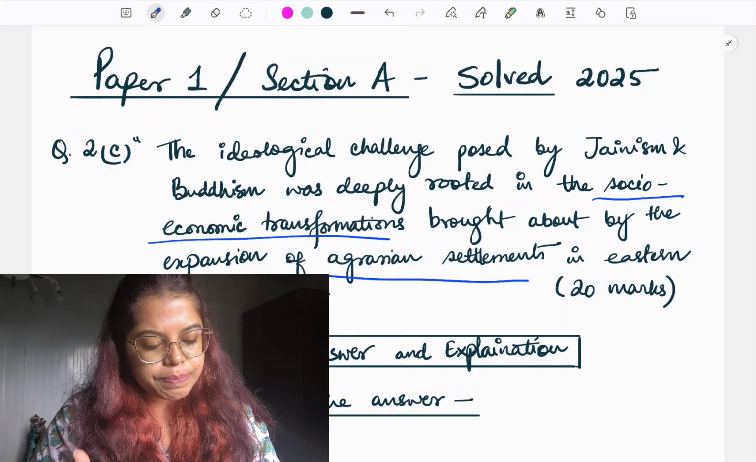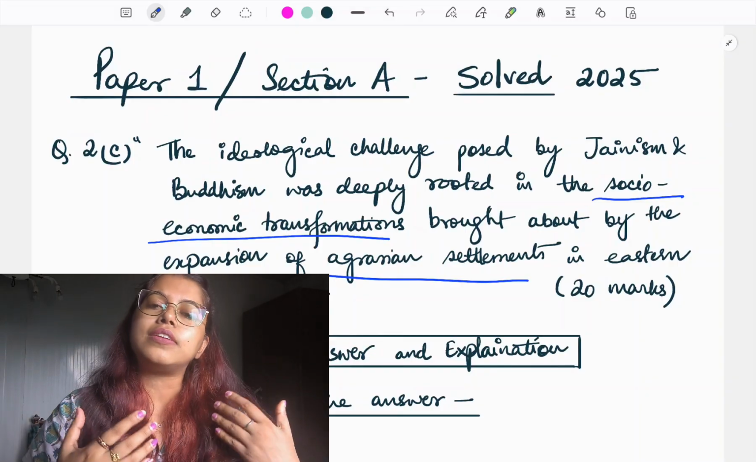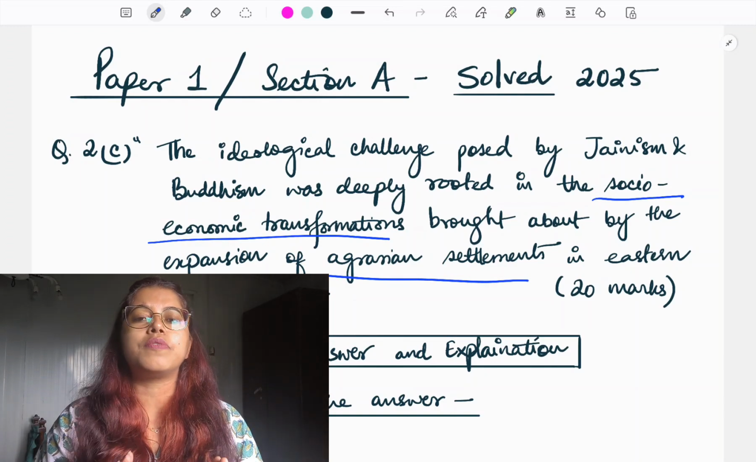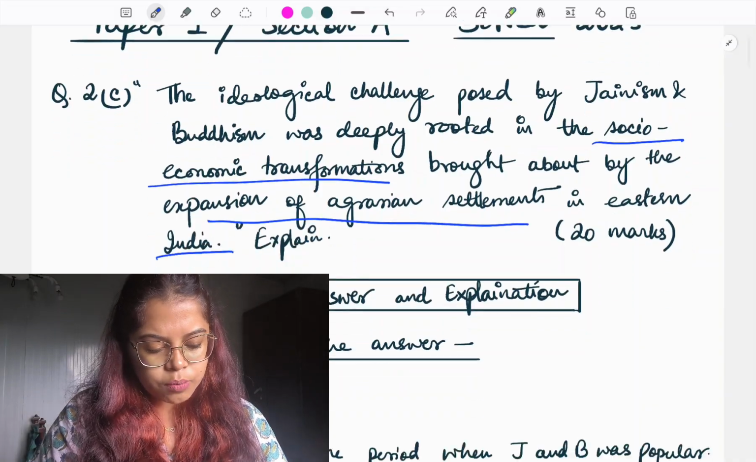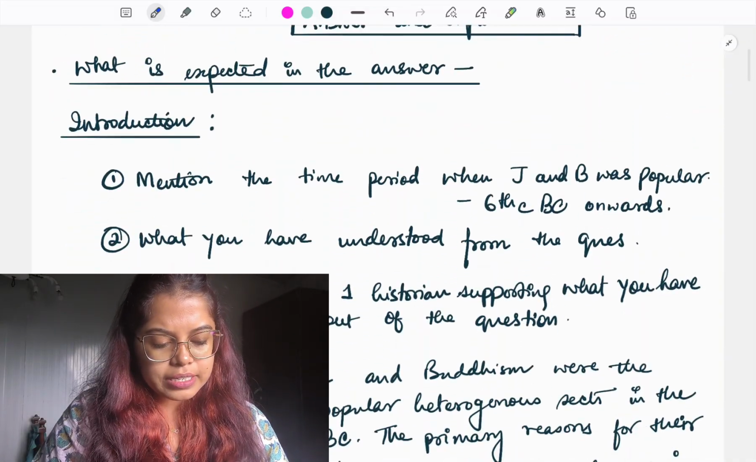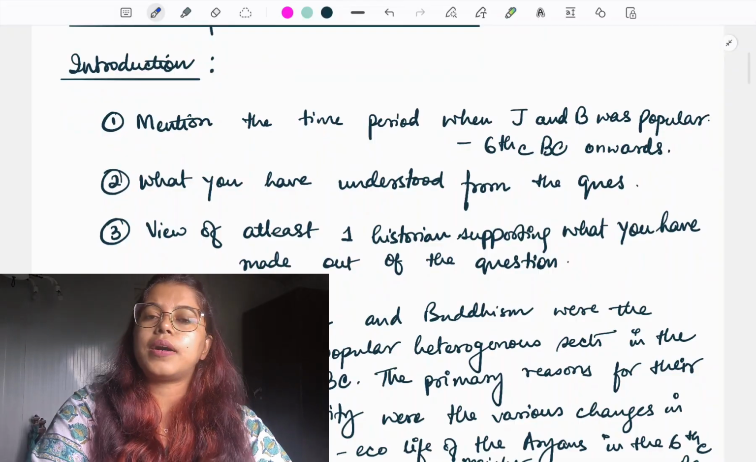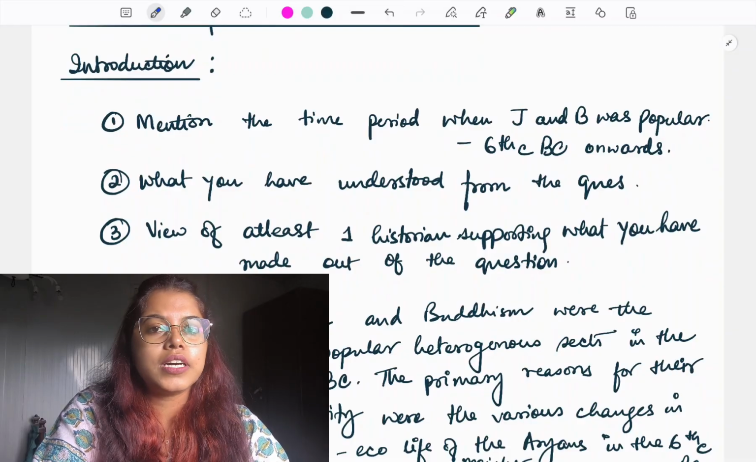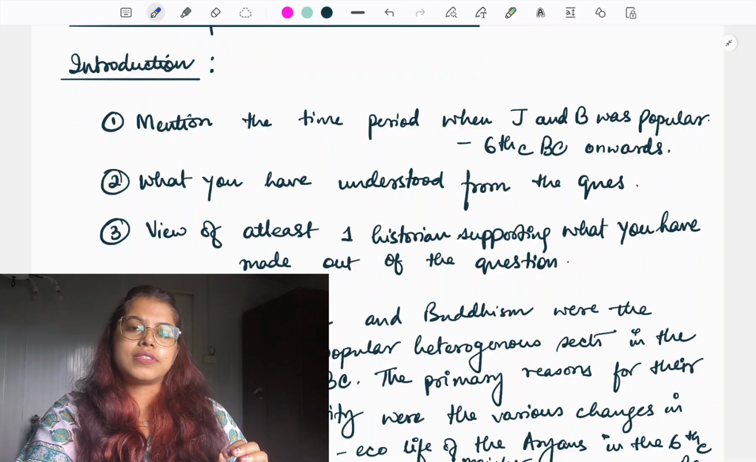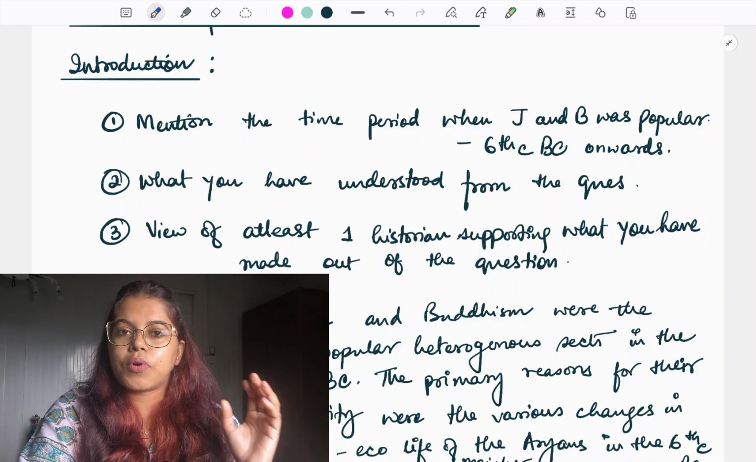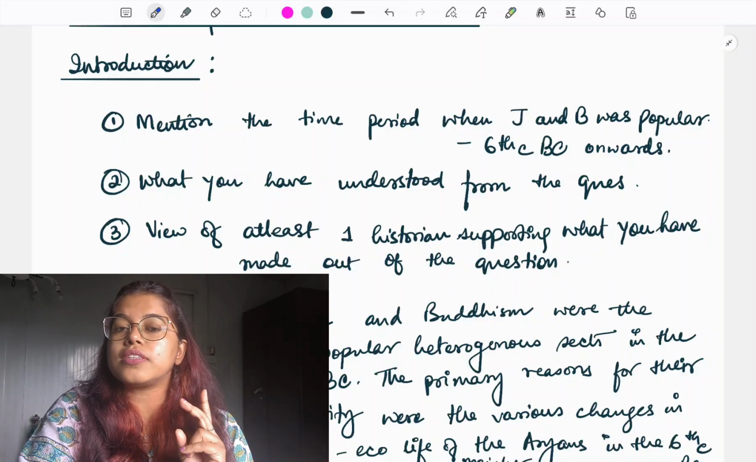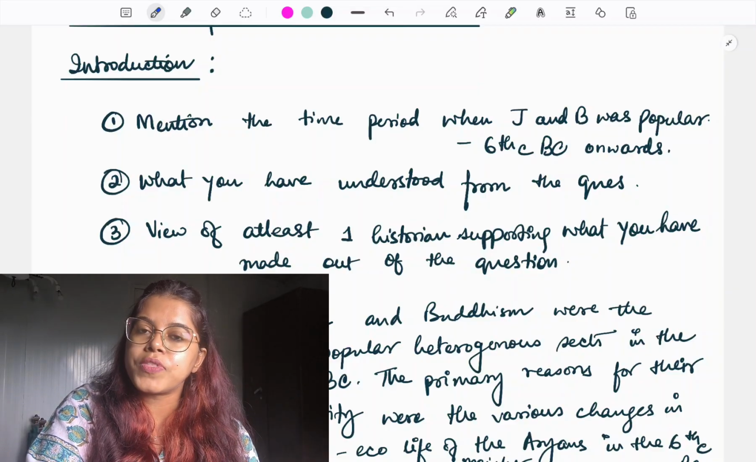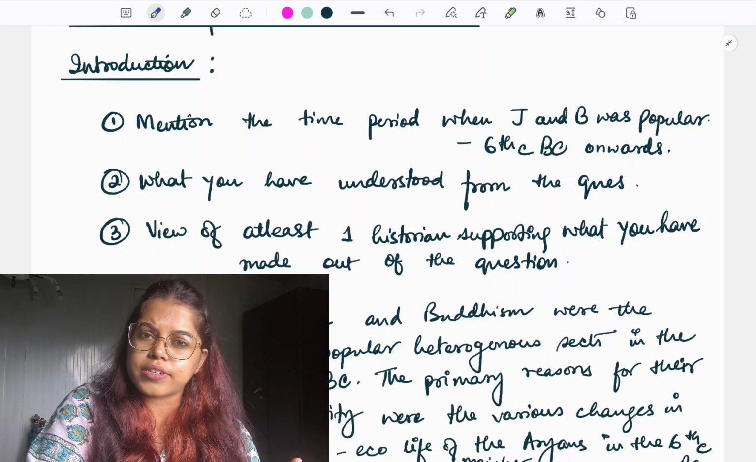Now let us see what is expected. I hope you try to understand things. If you understand and read, whatever question comes from this topic, you will be able to do it. Now moving on, what is expected in the answer? First, an answer has to have an introduction, a body, and a conclusion. Now take it for this. What is a balanced introduction? First, there should be a general line. For example, here the question is about Jainism and Buddhism. So you have to write a general line regarding Jainism and Buddhism.